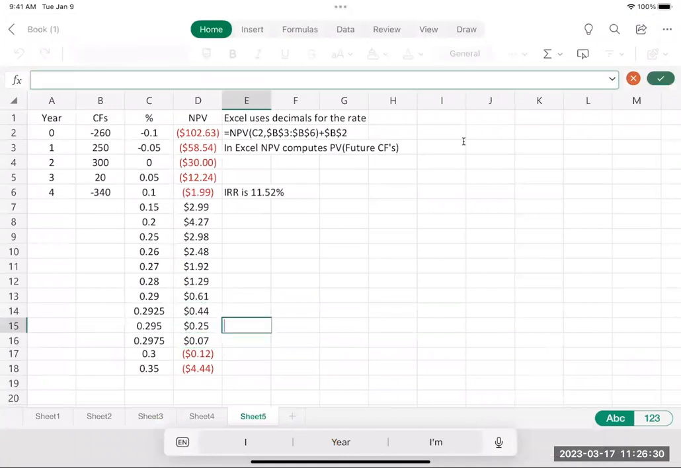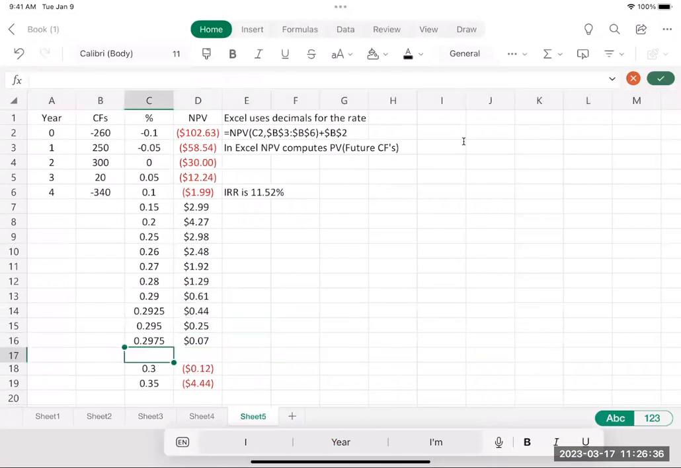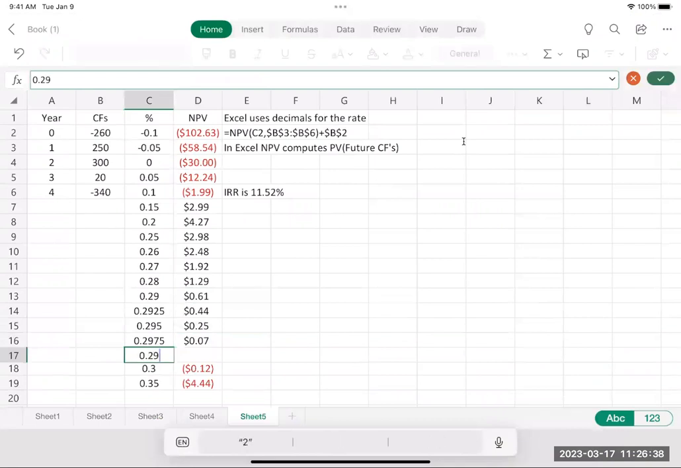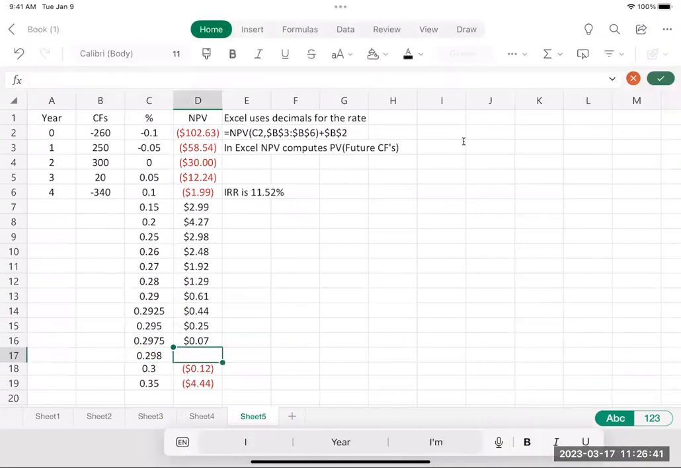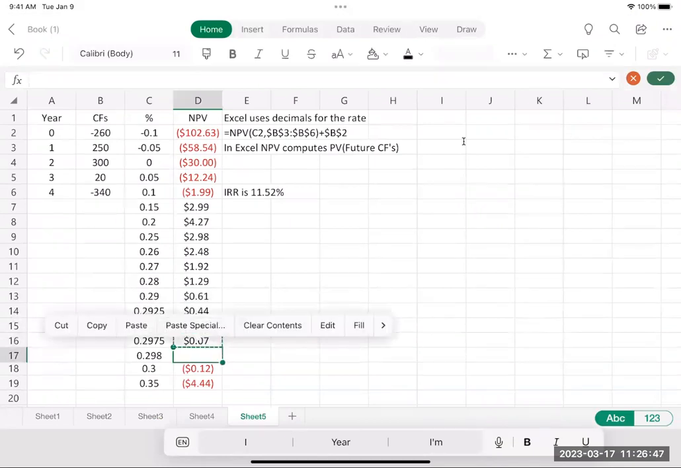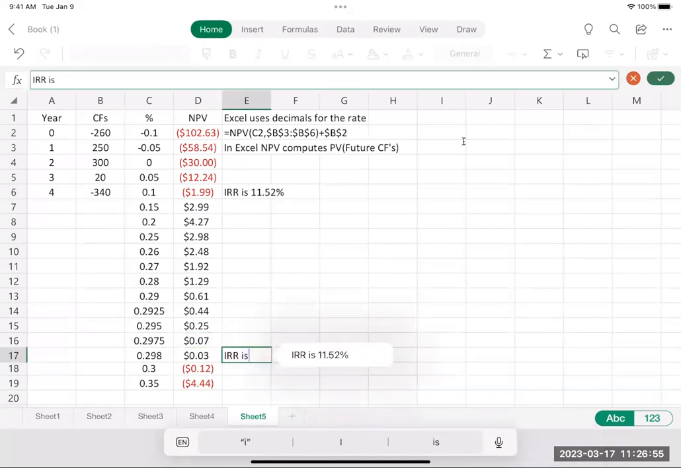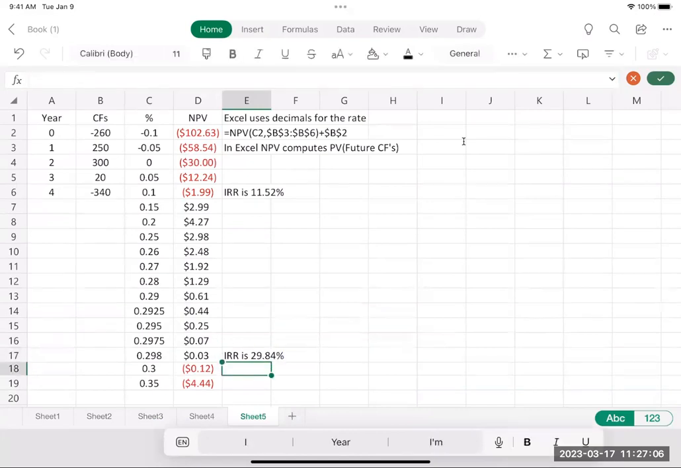So let's just do one more row, insert one more row, and let's do that. 0.2298. And let's see. Okay, so let's say it turns out IRR is 29.8 something percent. In the notes, I think it was 84. Questions about that? Try and replicate that.